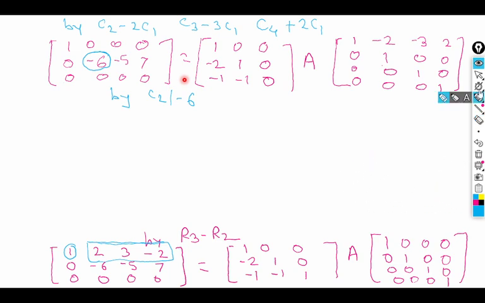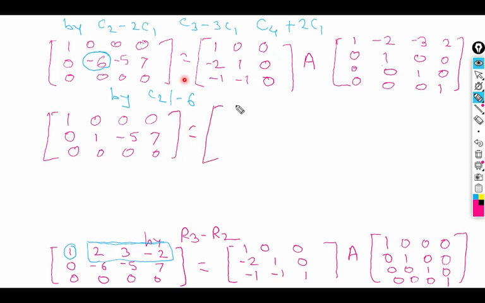So the transformation is, I take C2 divided by minus 6. So the matrix that we get is 1 0 0 0, 0 1 minus 5 7, and 0 0 0 0. This matrix 1 0 0, minus 2 1 0, minus 1 minus 1 0 is A. Now I take here 1.